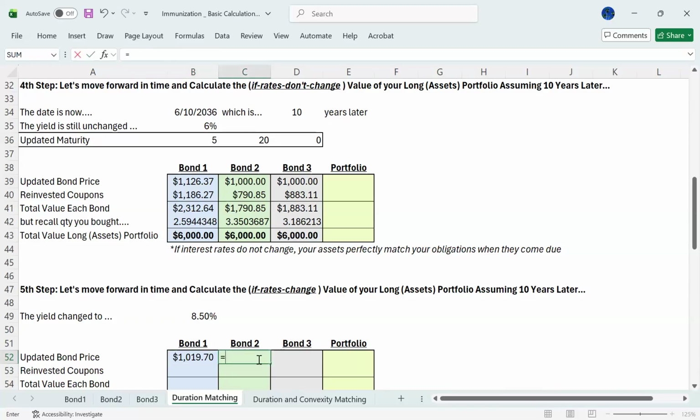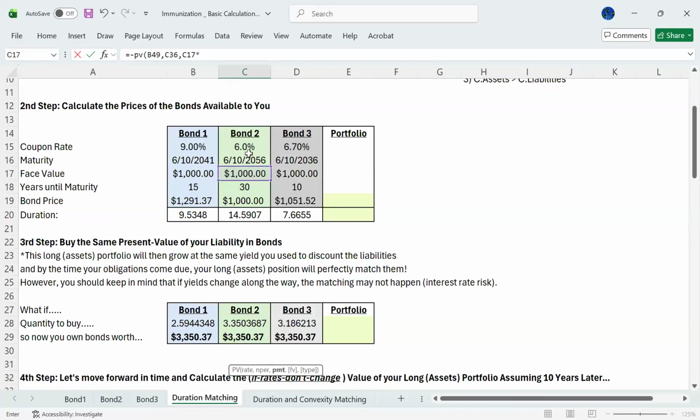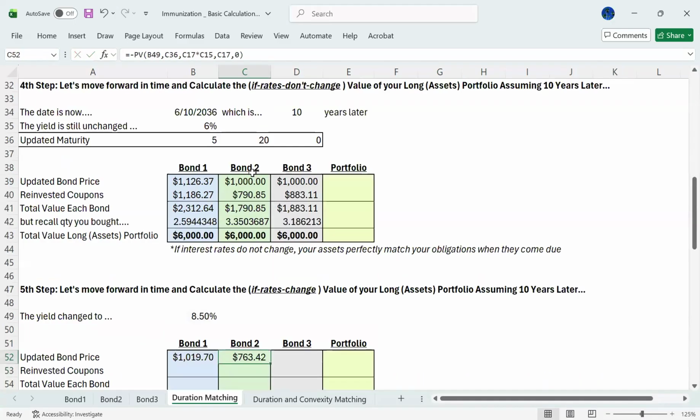Now let's calculate bond 2, minus PV. My rate is now 8.5. The number of periods left is 20, no longer 30. The payments from bond 2 are 1,000 times 6%, and the face value is 1,000, and type is 0. Okay, and needless to say these values are lower because interest rates went up.